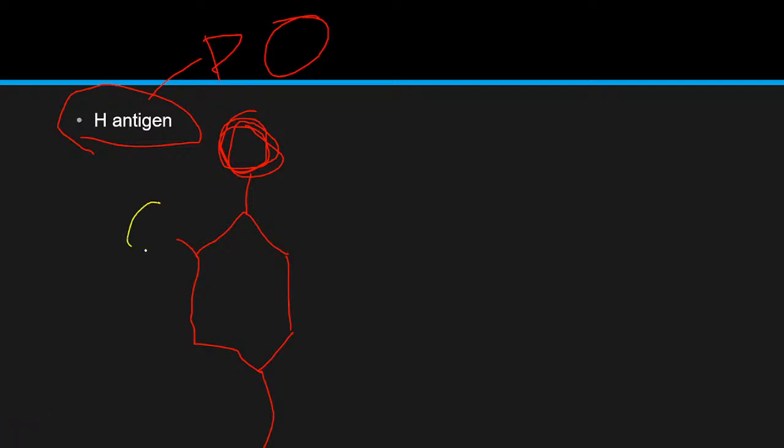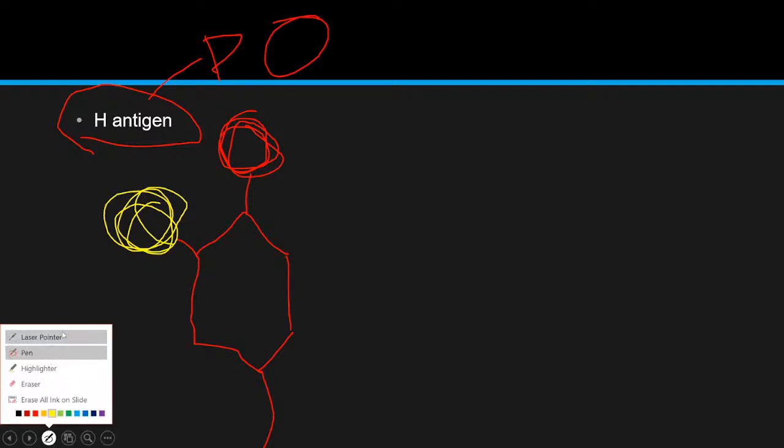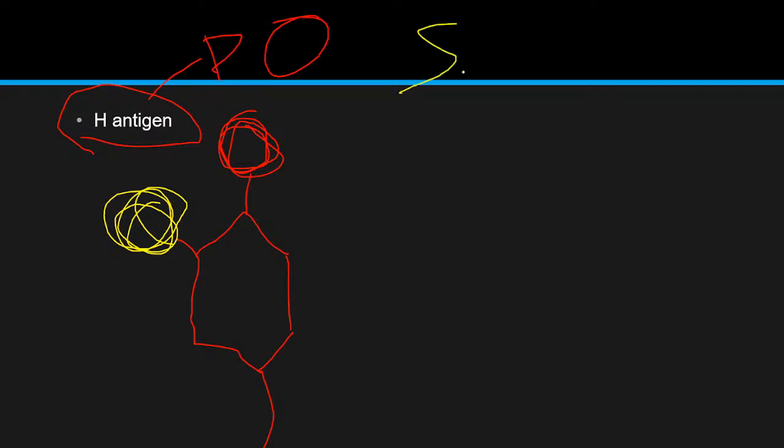This one will be your galactose. Okay? That's what happens with the secretor gene. All right? That's for SE. This is for SE. If you inherit one of the haplotypes, capital S, small letter E.